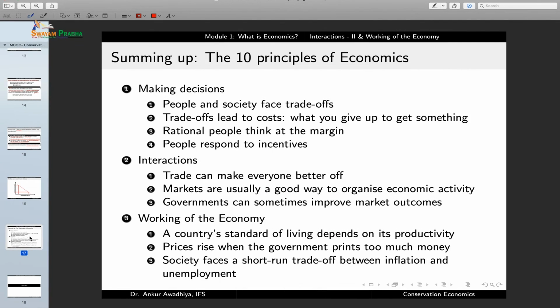So these are the 10 principles of economics that we saw here. And we will revert back to these principles again and again in this course. And we will also try to understand what is the impact of these principles on conservation of natural resources.